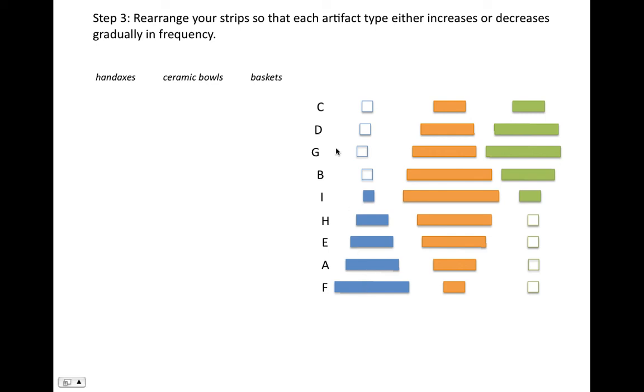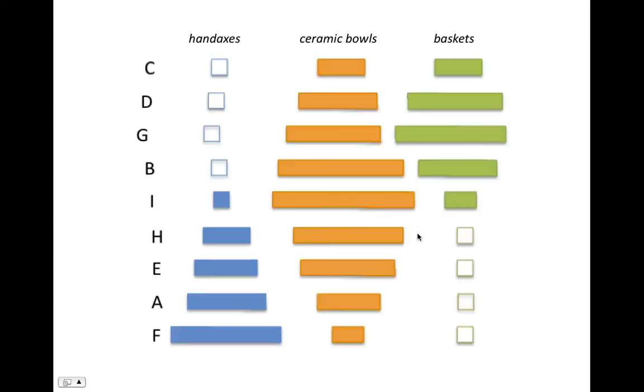So we can see once we've rearranged these strips that we have a decrease in the number of hand axes, an increase and then a decrease in the number of ceramic bowls, and an increase and decrease in the number of baskets. These are all nice smooth transitions, and that's what we're looking for. And here it is a little bit closer up.